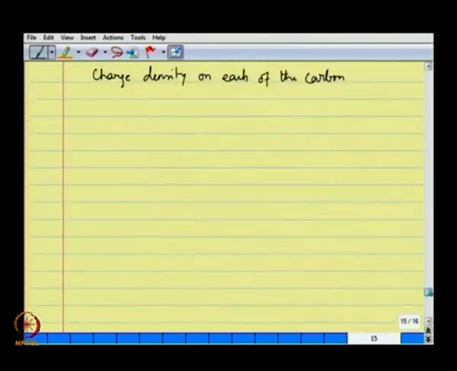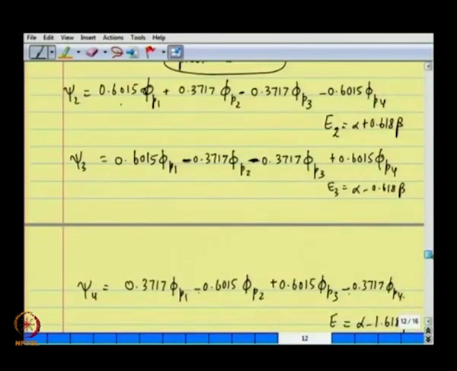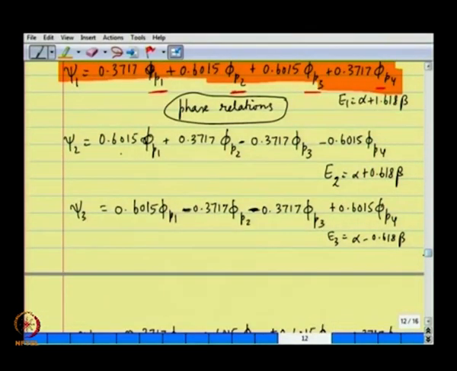I mean, we should have some reason to believe that the electron density on each of the carbons should be the same, otherwise there are going to be differences between the bonding capabilities and the bond lengths perhaps. And in 1,3-butadiene we have only one carbon bond. So the charge density, the way we calculate the charge density, is you look at the wave functions here, these 4 wave functions.